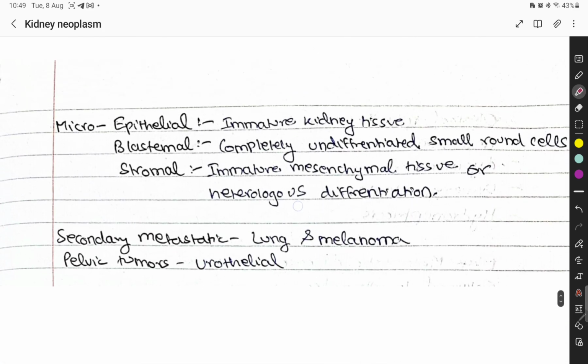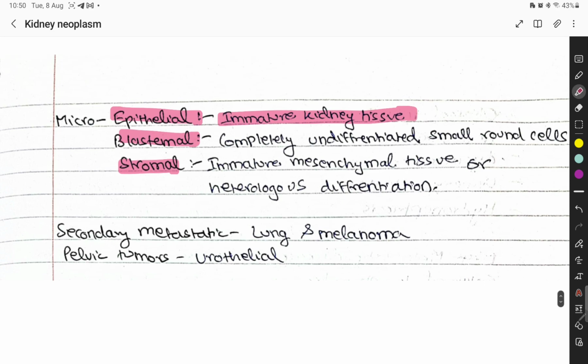Now, it has three types of cells: epithelial, blastemal, and stromal. The epithelial cells are immature kidney tissue, completely undifferentiated. Blastemal are completely undifferentiated small round cells. Stromal are immature mesenchymal tissue or heterologous differentiation. Secondary metastasis is from lungs and melanoma. Pelvic tumors are urothelial.